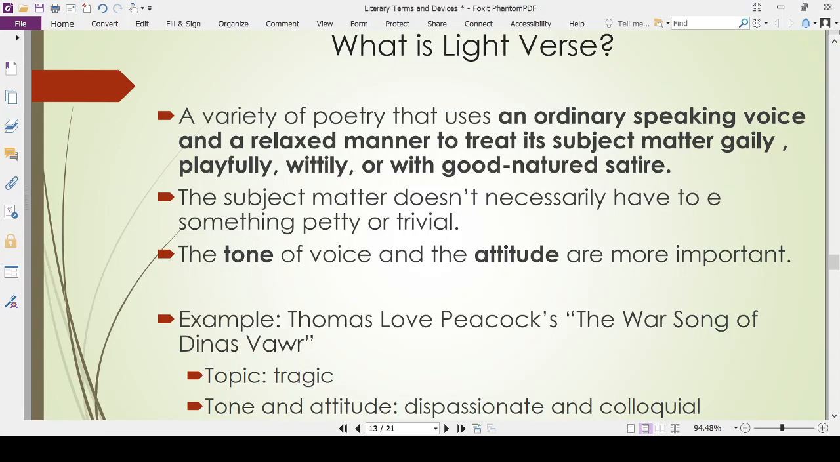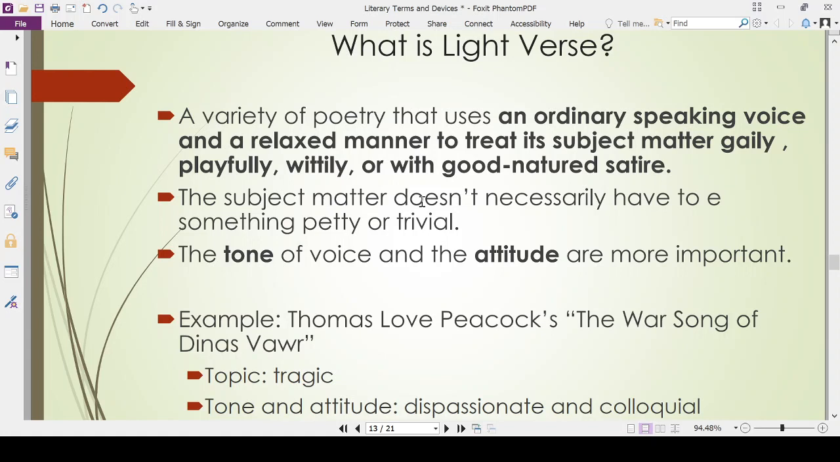So it is a variety of poetry in which an ordinary speaking voice, just a regular person, uses a relaxed manner to treat the subject matter gaily, playfully, wittily, or even with good-natured satire. So even if it is satire, it's not dark satire. It's just good-natured, funny satire. The subject matter, however, doesn't necessarily have to be something petty, trivial, or worthless. No, the subject matter can be something as serious as the death of a person. It could be something tragic. In fact, the example which we are going to read and talk about is about the death of a king.